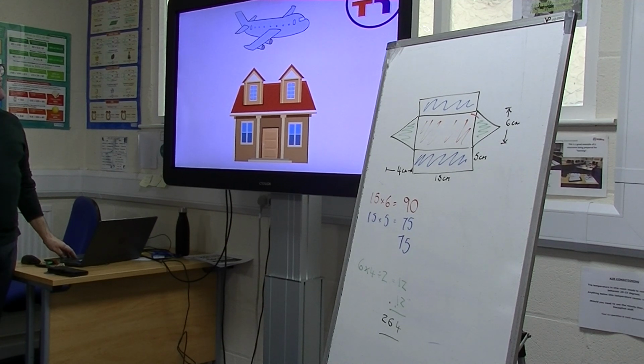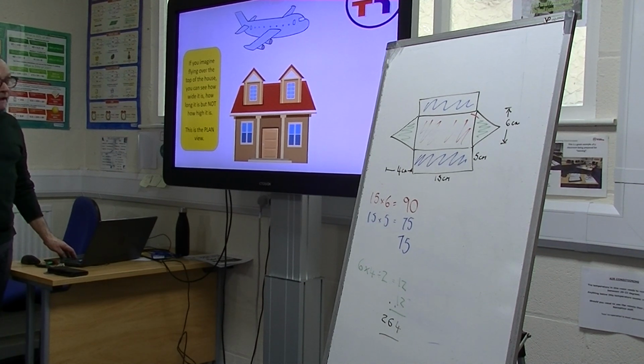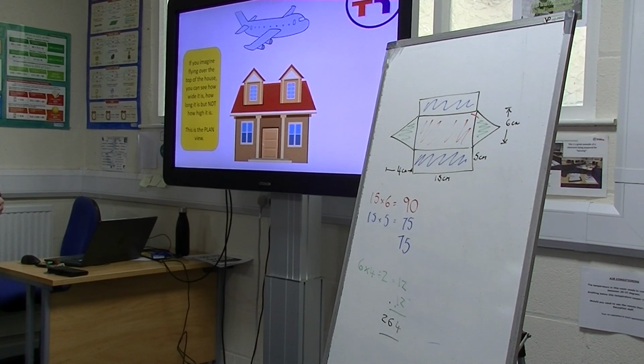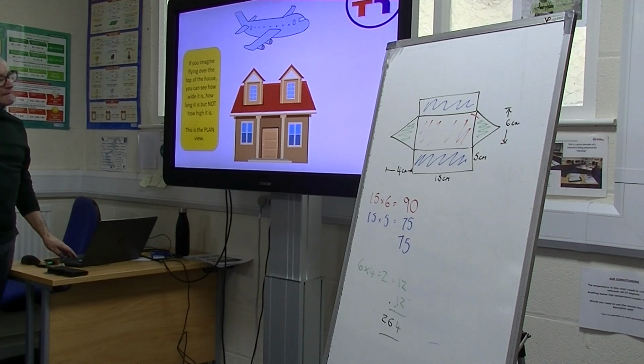There you are, flying over the top of it. If you imagine flying over the top of the house, you can see how wide it is and how long it is, because it will just look like a rectangle or a square, but you can't tell how high it is. Yeah? How many times when you've flown over things have you thought, oh, I wonder how tall that building is? You can't tell. It just looks like a box on the floor. And that's the plan.